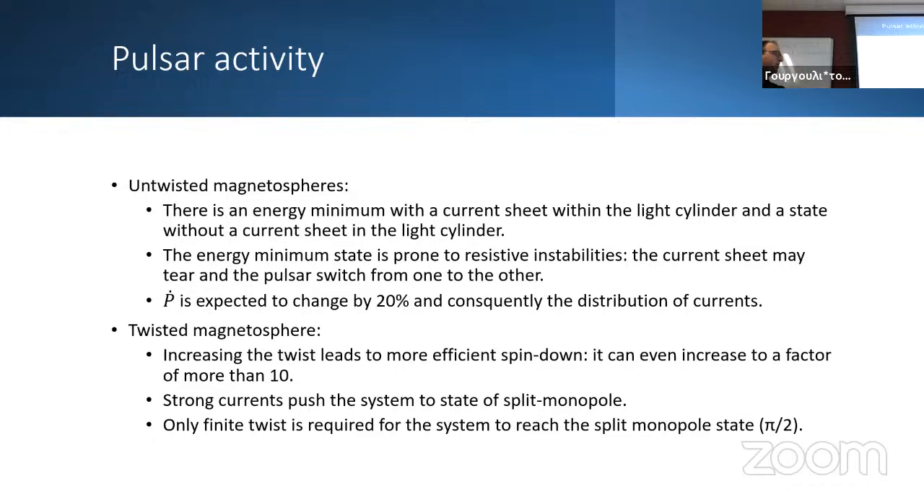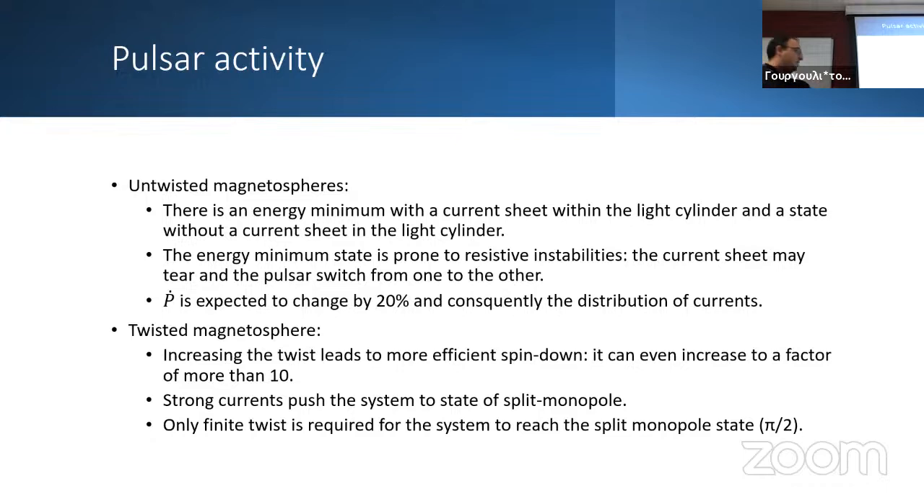So if we try to see now the implications by comparing these two states, switching from one state to the other we expect to change P dot by about 20%, by practically having more field lines closed. And we seem to have two states that are kind of well defined. So it's not that we have complete freedom of putting the current sheet wherever we want.